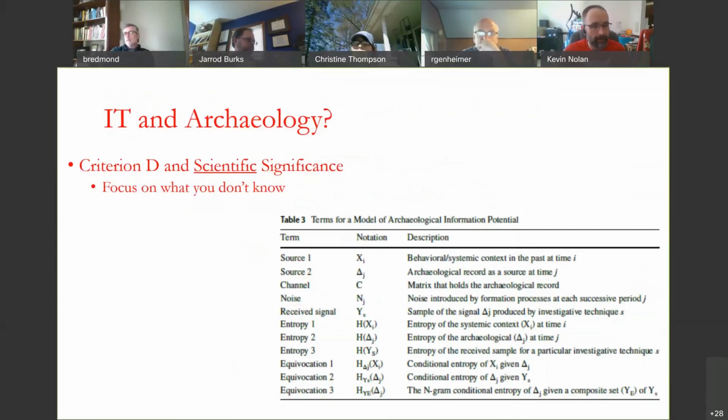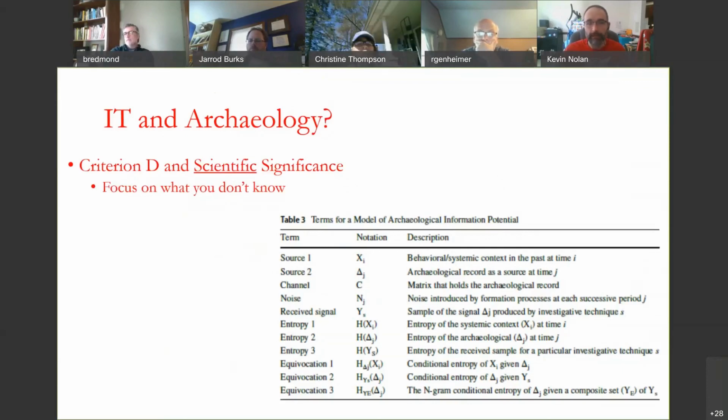I guess I've already summarized this slide, but I would argue that we need to shift towards using criterion D as this kind of information potential, and it should be used, I would hope exclusively, but primarily for things that we don't know. The regulations even mention data gaps. So it fits with the words in the legislation and the regulations, and it's a formal way to measure the terms that are in there.